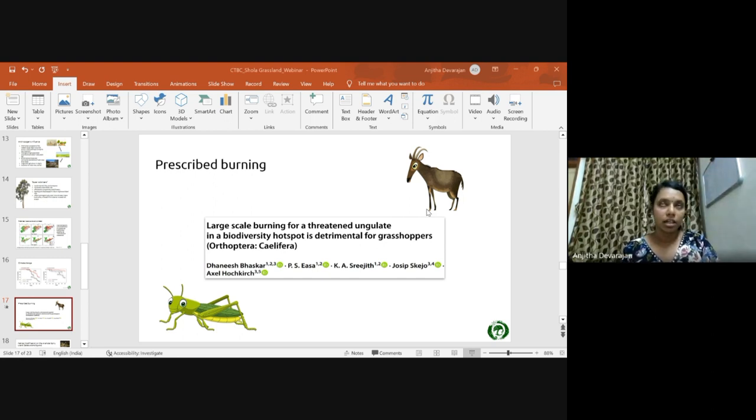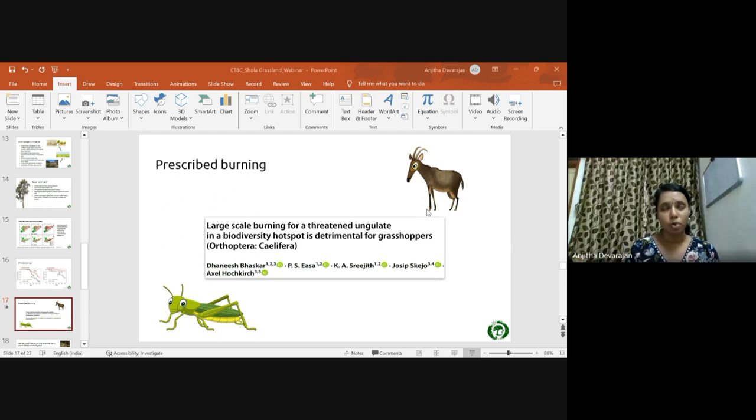But this kind of large-scale burning is affecting the grasshoppers. A similar study was done in Parambikulam, where small-scale controlled burning was happening. Here it was found that even though it affects the grasshoppers, their diversity and population come up very fast. So we can do controlled burning or any kind of management activities that focus on this charismatic species, but we can do it in a manner which also supports the smaller species like grasshoppers.